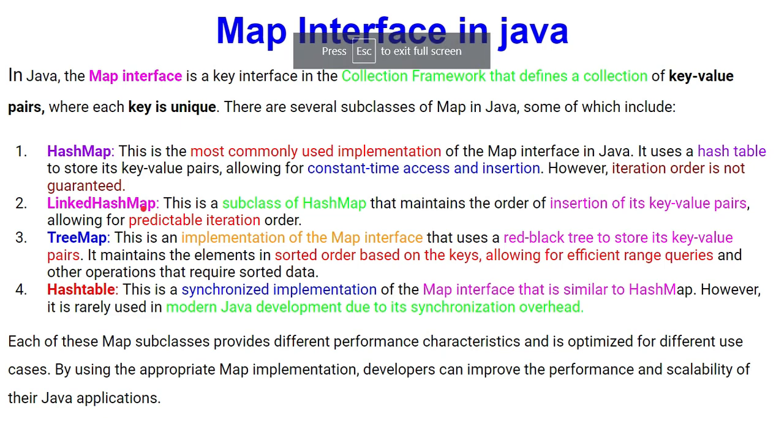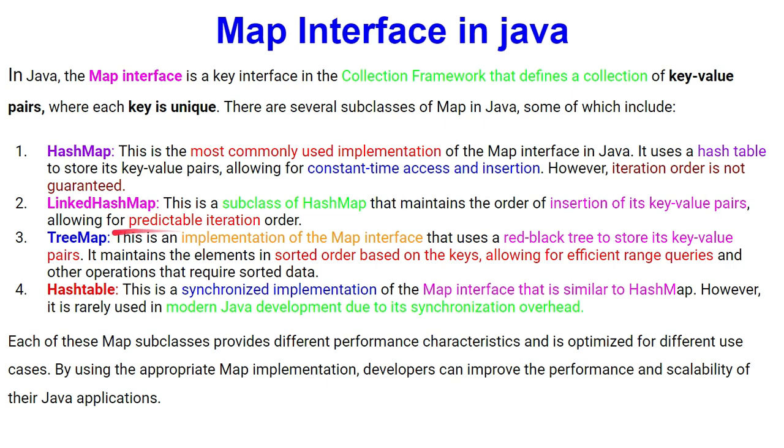So LinkedHashMap is a subclass of HashMap that maintains the insertion order of its key-value pairs. That is the one important thing we have. HashMap does not maintain the insertion order, but LinkedHashMap does. It stores values as key-value pairs, same thing, and allows a predictable iteration order. Predictable iteration order means the order in which you stored the data is the same order in which you can fetch it.